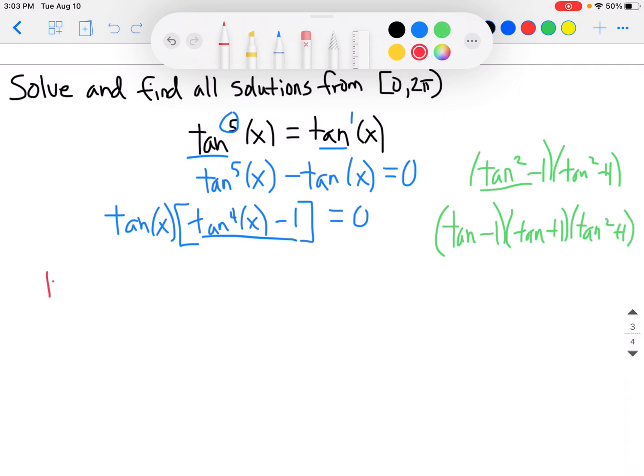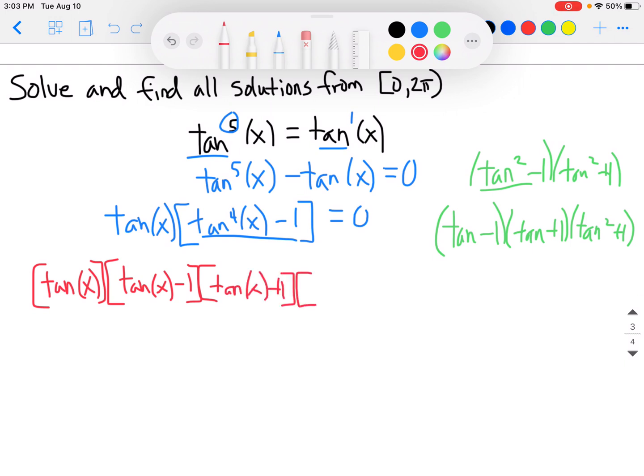Now, let's bring it all together here. So, we have tangent of x times tangent of x minus 1 times tangent of x plus 1 times tangent squared of x plus 1. All of that is equal to 0. Now, let's count it all up, make sure it's all there. We have 1, 2, 3, 4, 5 tangents. Perfect. That's how many we should have.